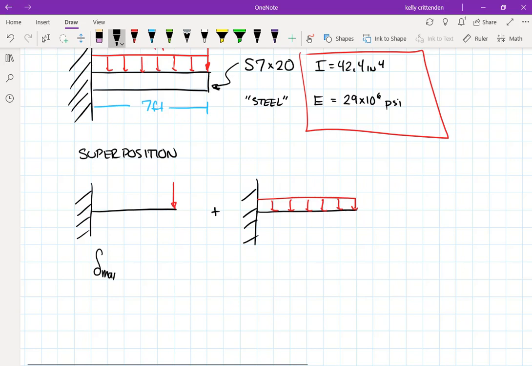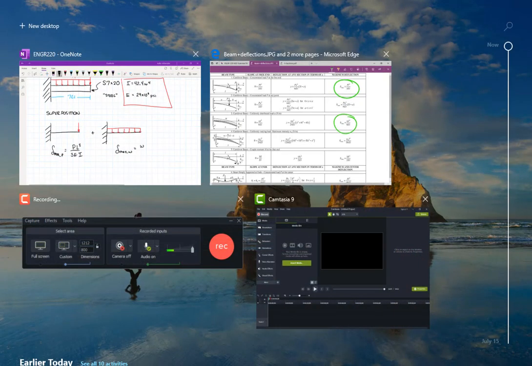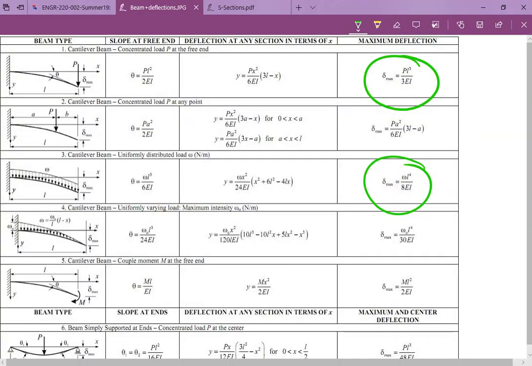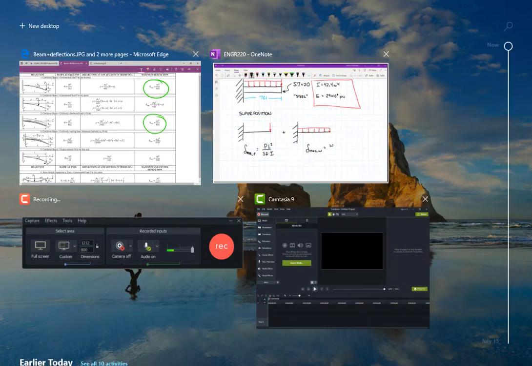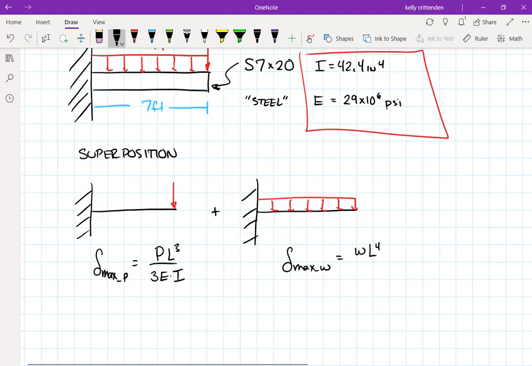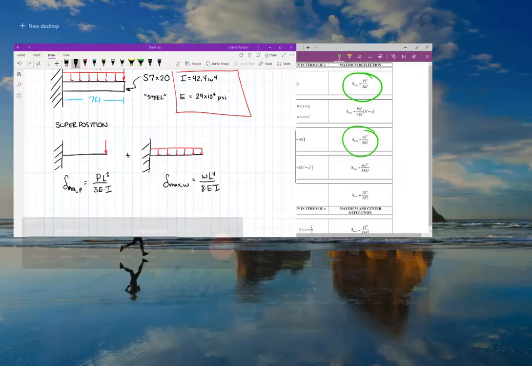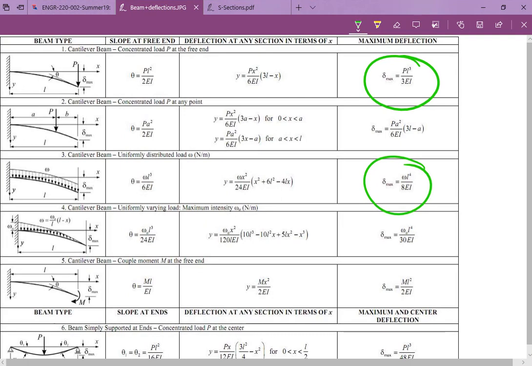delta max for the point load, PL cubed over 3EI, and delta max for the distributed load, I don't remember, it's WL squared or omega L squared, L to the fourth over 8EI. Is that right? Didn't make a mistake. W L to the fourth over 8EI.